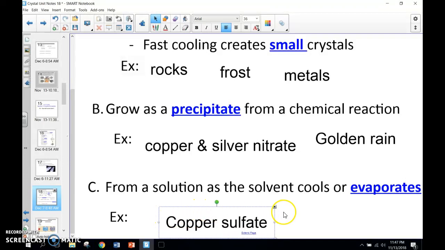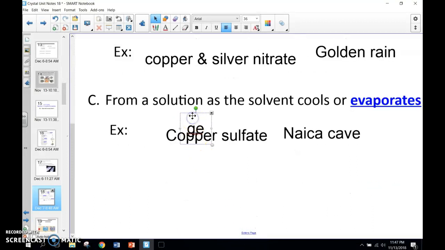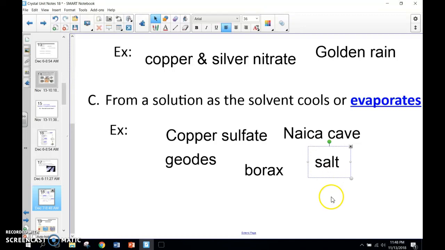Okay, the Nika cave crystals. These are coming from that solution. Geodes are another example. Okay, you're going to make borax crystals. Those are coming from a supersaturated solution. Salt: when the ocean water evaporates, it leaves salt behind. That's exactly how we get salt.